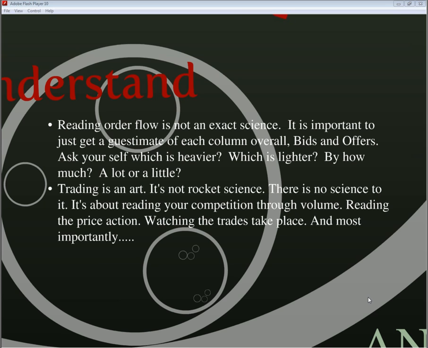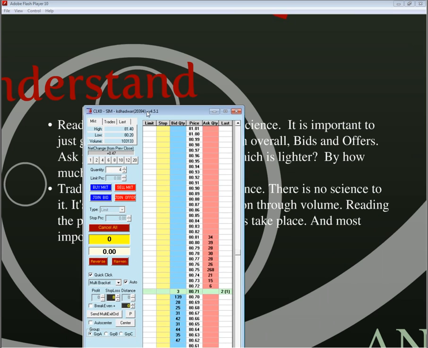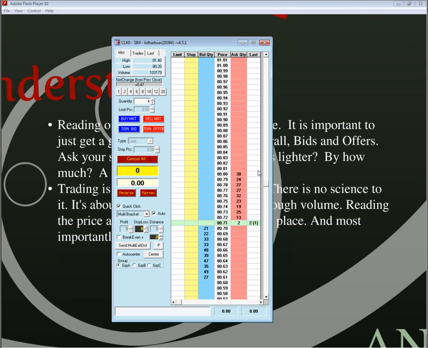Remember that, guys. All you've got to ask yourself, and this is all I do myself, is keep asking which is heavier, which is lighter. You just have to get a guesstimate of the bids and offers, just sort of eyeballing this and saying, okay, which one's heavier? Are the bids heavier? Are the offers heavier? Now, if you cannot quickly say to yourself within a second or so which one's heavier, it's probably even.